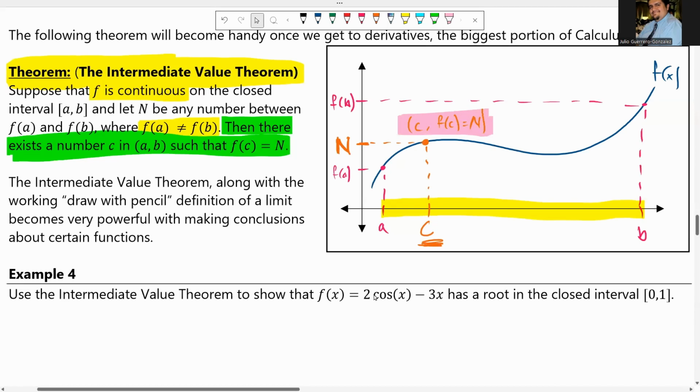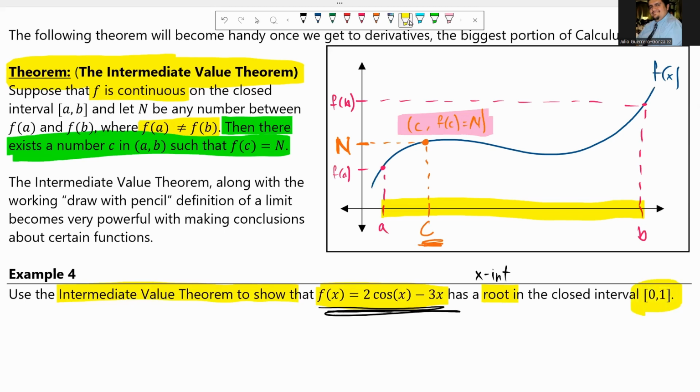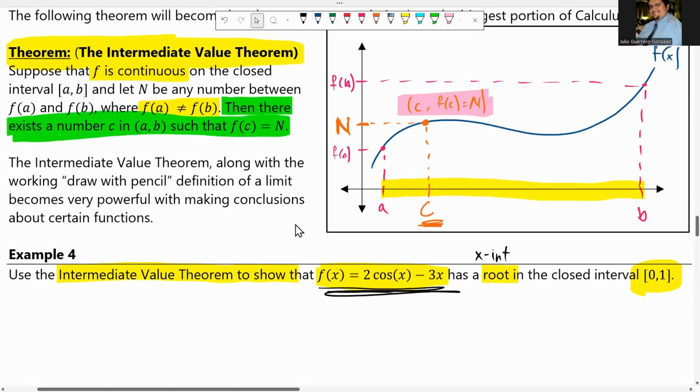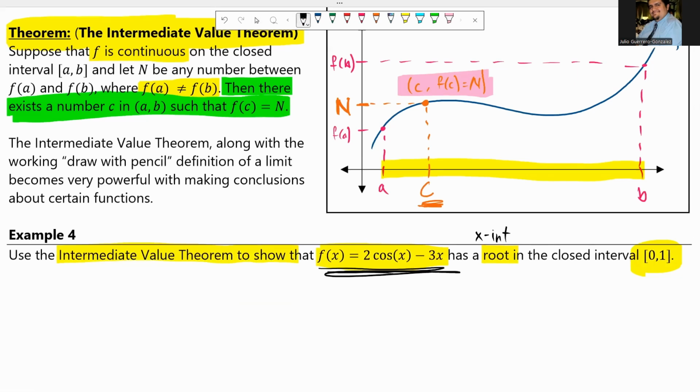So I'm going to use the intermediate value theorem to show that f of x, this function right here, has a root. If you remember what a root is, it's an x-intercept. We are going to show that this thing has an x-intercept, and in particular, that it is in here. So the first thing that we have to show, according to the intermediate value theorem, is that my f of x is continuous.